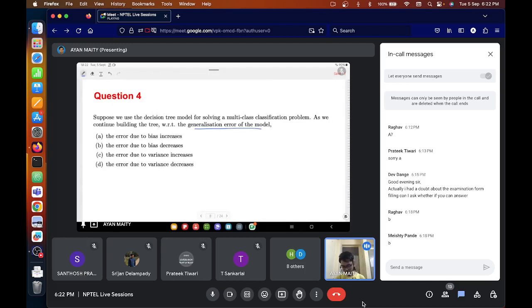So what happens once we start building the tree? As we continue building the tree, what will happen to the bias and the variance of the decision tree? Multiple options may be correct here.